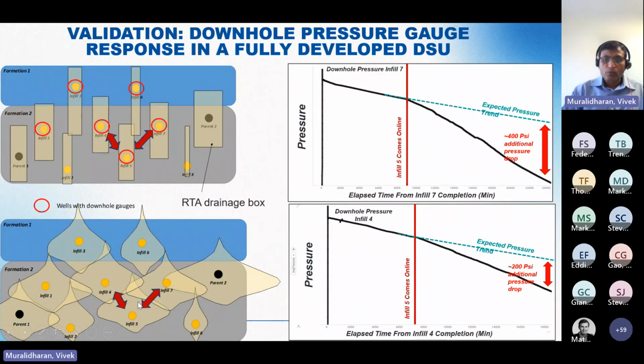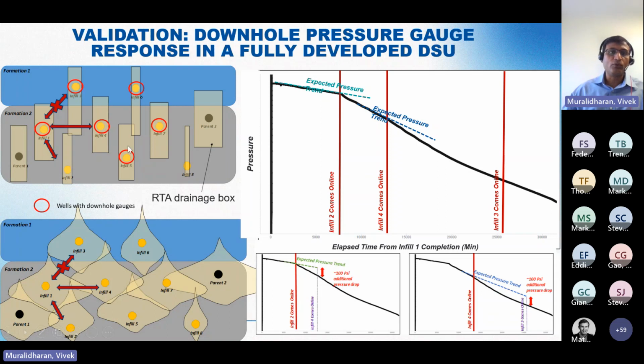Another instance is where we did the infill 1 first, and then we got on the staggered 2, 3, and 4 later. This was the first pressure response of the infill 1. When infill 2 came on, you can see there is a deviation from the expected pressure trend. Later on, when infill 4 came on, there is another deviation from the expected pressure trend. And finally, when infill 3 came on, we didn't see that much change in the behavior.